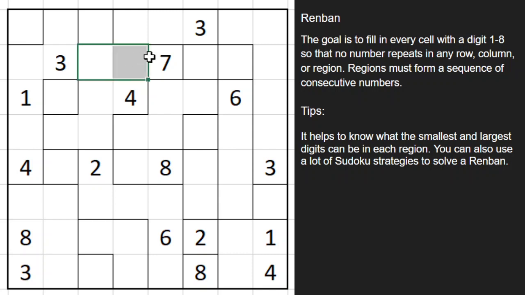So what that means is if we look at this region here, you wouldn't be able to place, say, a 2 or a 1 here, because it wouldn't be able to connect with the 7. It's either going to have to be 8, 7, 6 or 5, 6, 7. And it doesn't have to be in order, right? Say this could be an 8 or that could be an 8, but it has to be able to connect with the 7. So hopefully that makes sense. If it doesn't, that's okay.